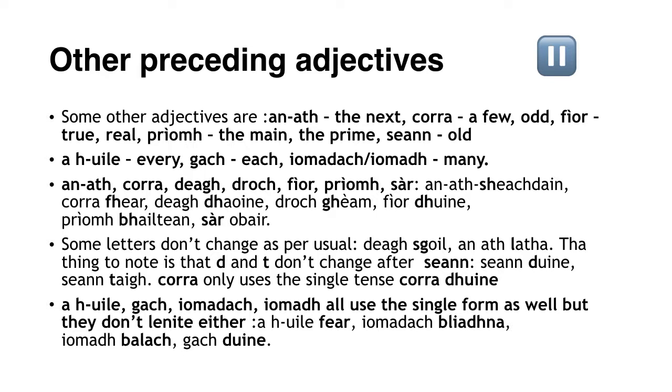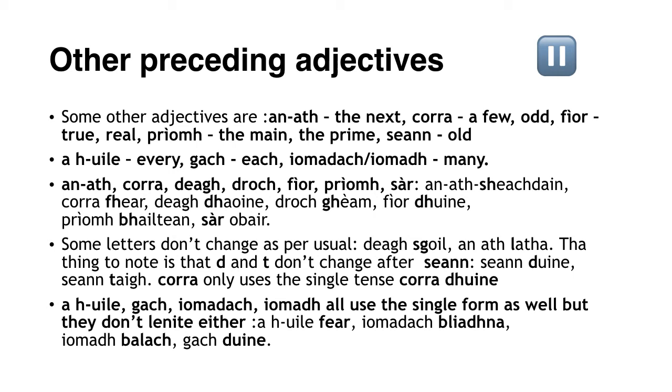Some of those preceding adjectives that were in the previous one actually come in this slide here. Some other adjectives are an a, the next, corre, a few or an odd, fir, which is true, príomh, the main or the prime, as in príomh minister, a prime minister, and sean, old. And there's a hula, every, gach, each, imidoch or imig, many. So these things tell us more about, they describe, really, which is what adjectives do.